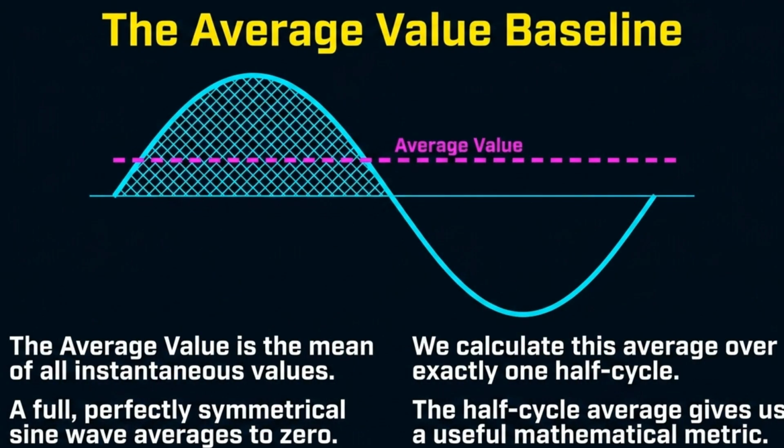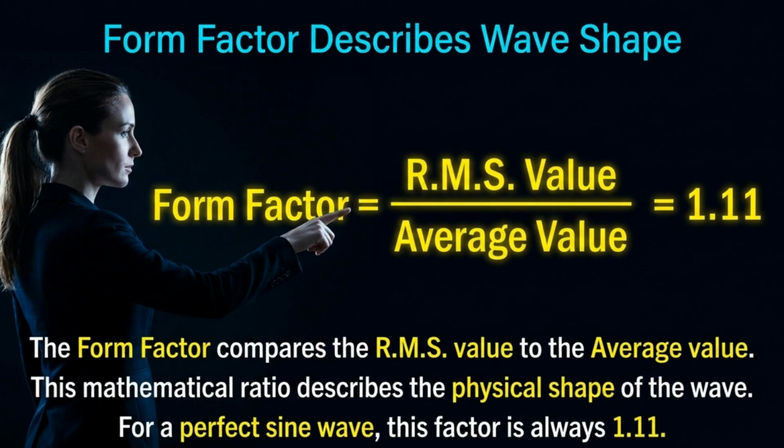While RMS gives us an effective value, we also use the average value. Calculated over 1/2 cycle, it provides a useful mathematical baseline for our analysis. The form factor is the ratio of the RMS value to the average value. For a perfect sine wave, this constant ratio is always 1.11, helping us describe the wave's shape.